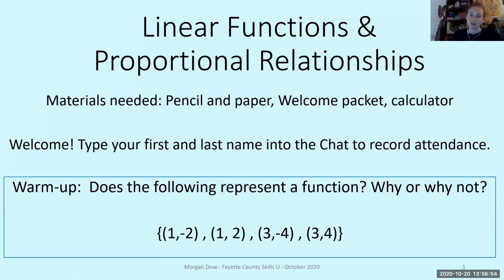So for this lesson, you're going to need pencil and paper. You might find it helpful to have last week's lesson notes with you. You'll need your welcome packet because we're going to use your formula sheet, and you might find a calculator useful too. And we're going to start with this warm-up question here. Go ahead and pause the video, take a second to read through it, give it a try, and then when you're ready, come back to the video and we're going to work through it together.